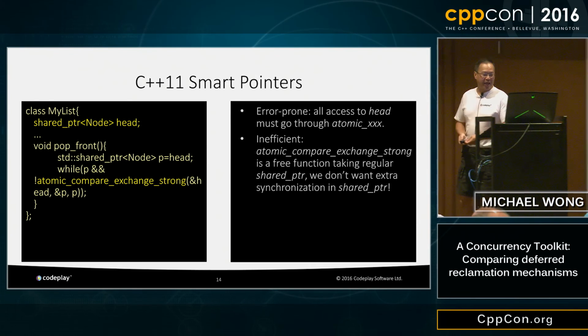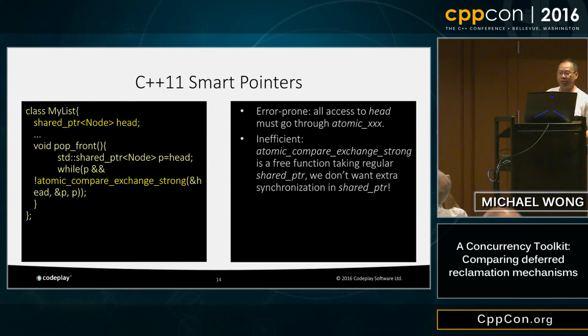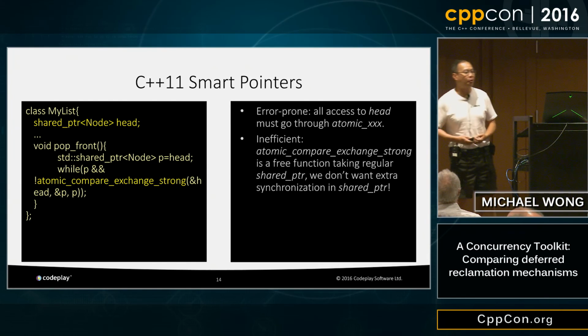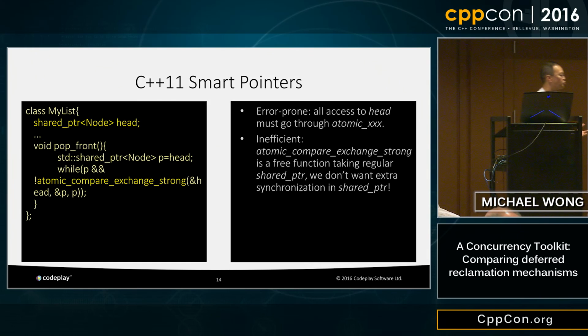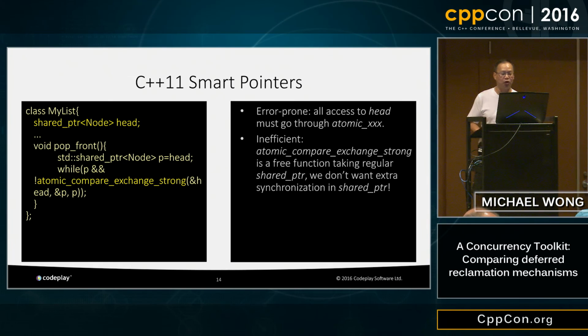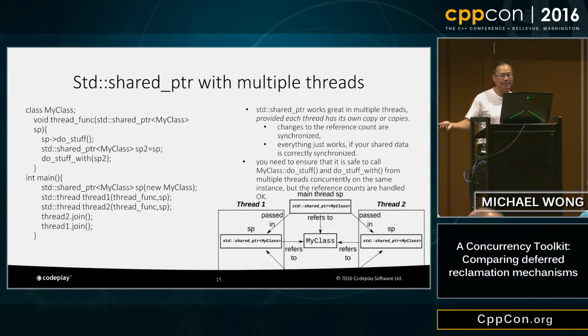So just a little bit of recap. You know about the C++11 smart pointers. They're error prone. This was one of the primary reasons why we added atomic shared pointers. Now, some people think that it was just syntactic sugar that we added with atomic shared pointers. It wasn't. With the original shared_ptr, it's somewhat inefficient because atomic_compare_exchange_strong is a free function taking a regular shared_ptr, and we don't want extra synchronization in shared_ptr itself.